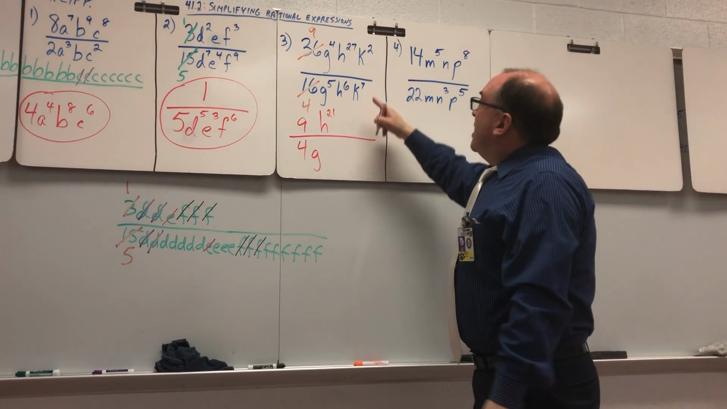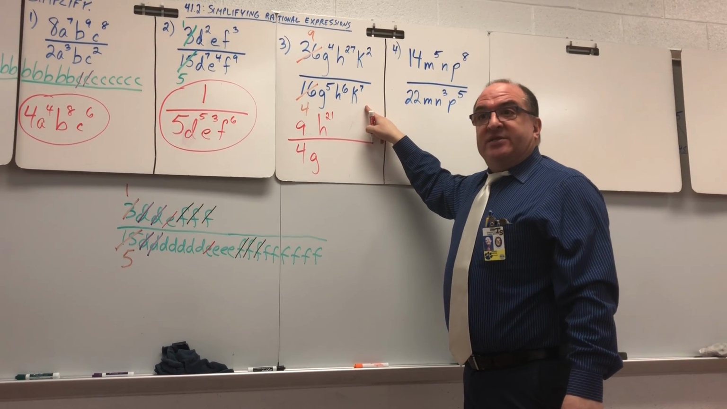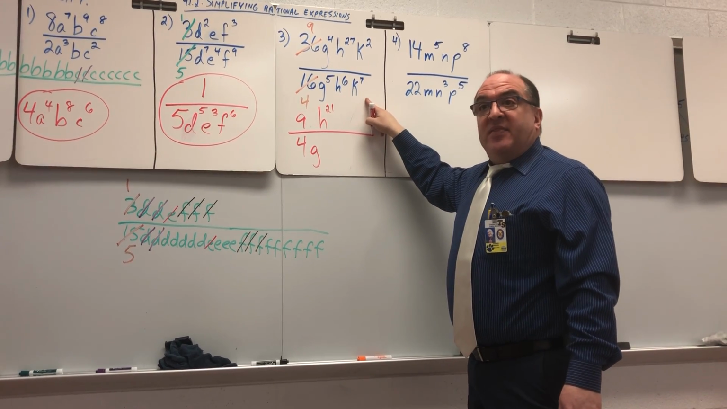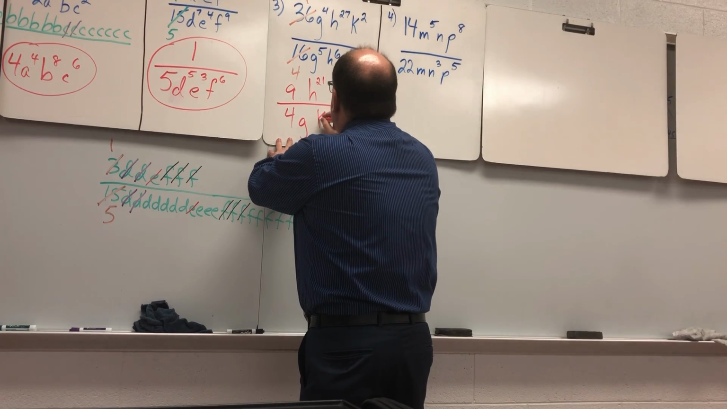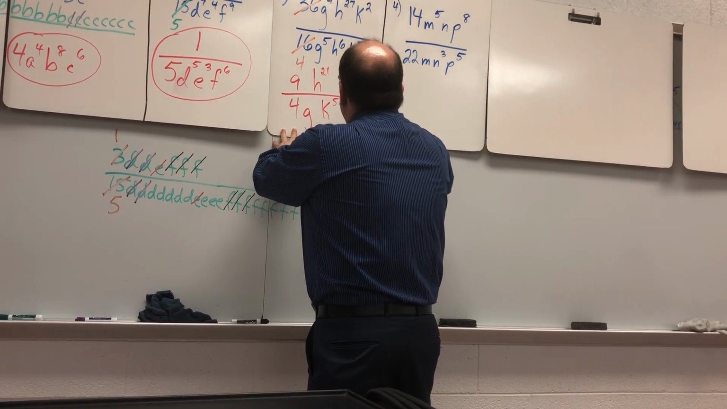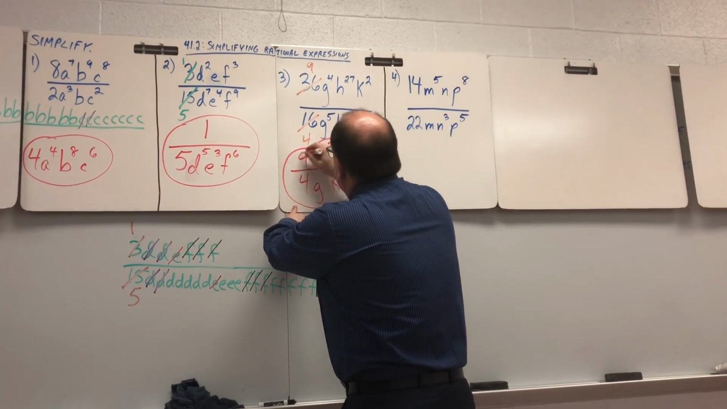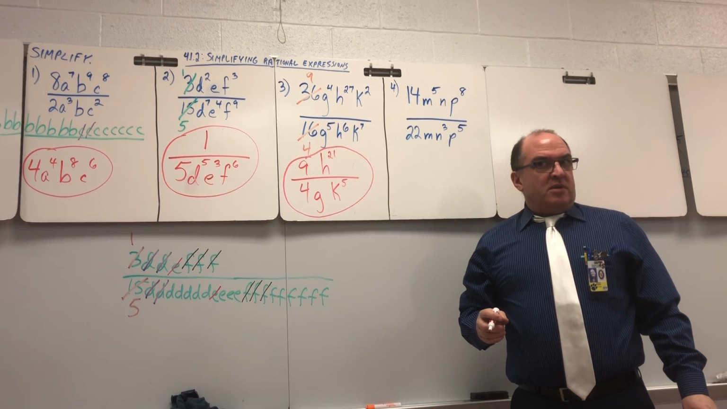Okay? K to the second over k to the seventh. 7 minus 2 is 5. But will it be on the top or on the bottom? On the bottom, because the higher exponent is on the bottom. And that's how you do this problem. Is that making more sense? Yeah. Okay.